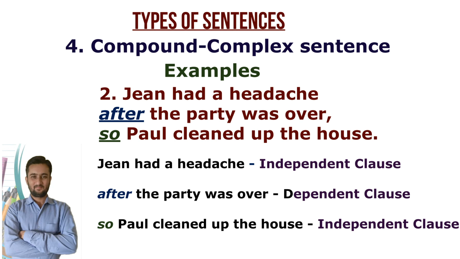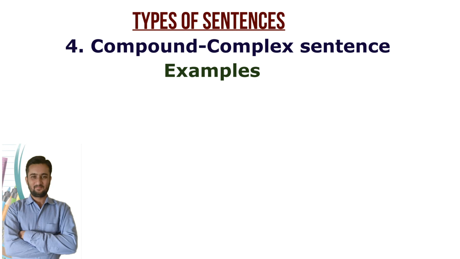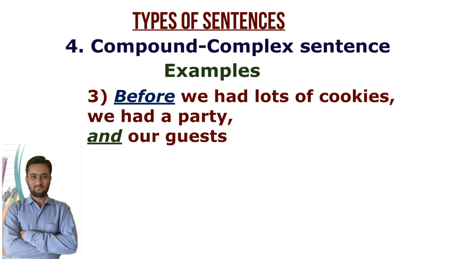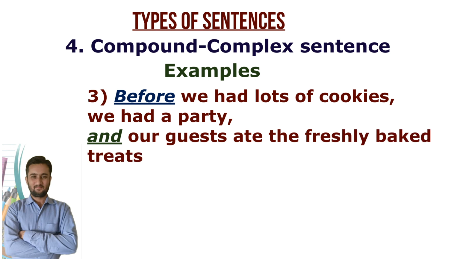And last one, so Paul cleaned up the house. So here so is a coordinating conjunction word, fanboys. So here also you can see one word after is a subordinating word and so is a coordinating conjunction word. So this sentence is compound complex sentence. Third example is, before we had lots of cookies, we had a party and our guest ate the freshly baked treats.